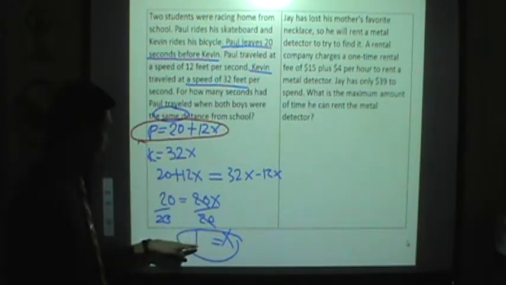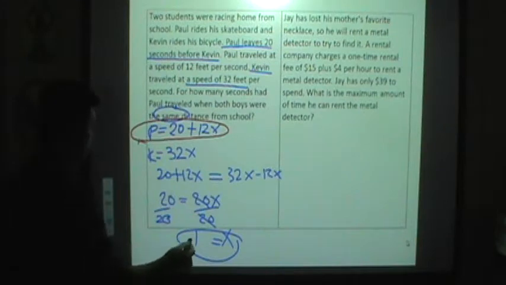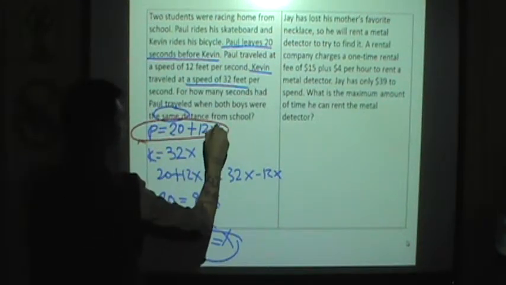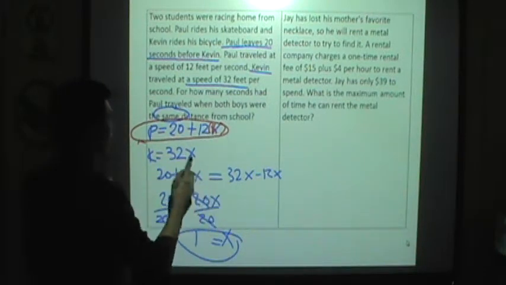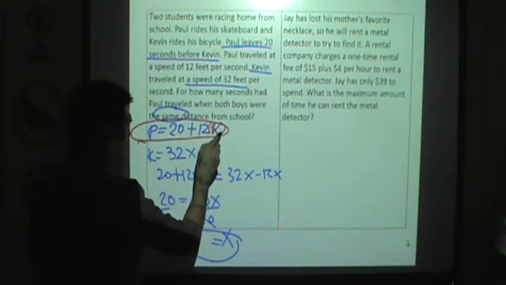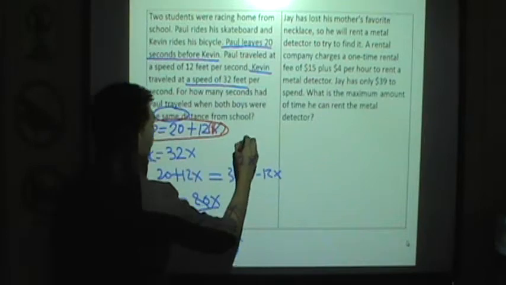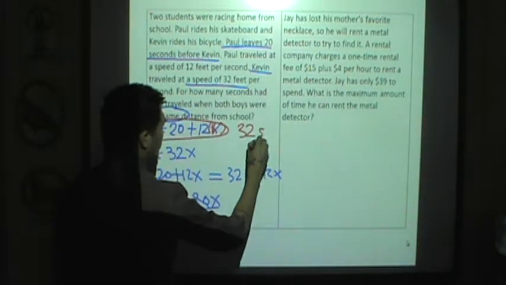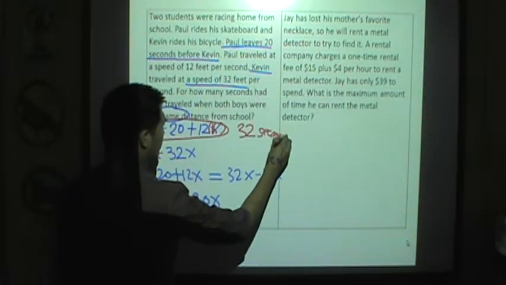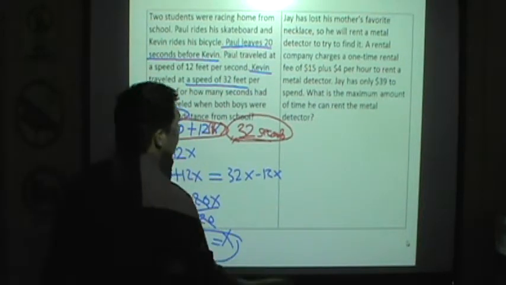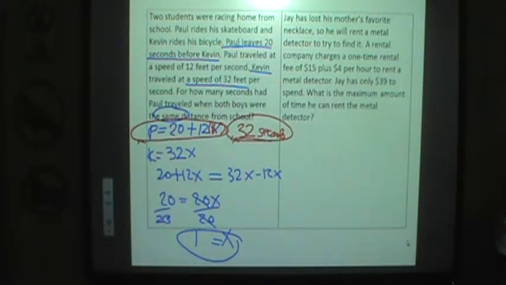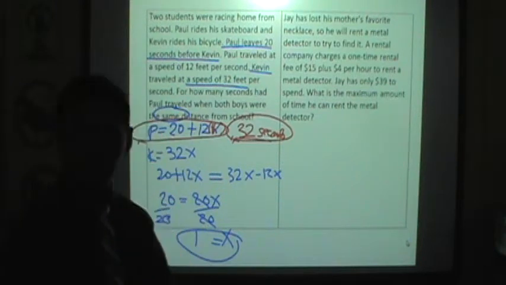Now that we solved for x, which is 1, we can go ahead and plug in. So change that x to 1 using your calculator. 20 plus 12 times 1, you will get 32. So the answer actually is 32 seconds. Okay, try the last part, the last question.